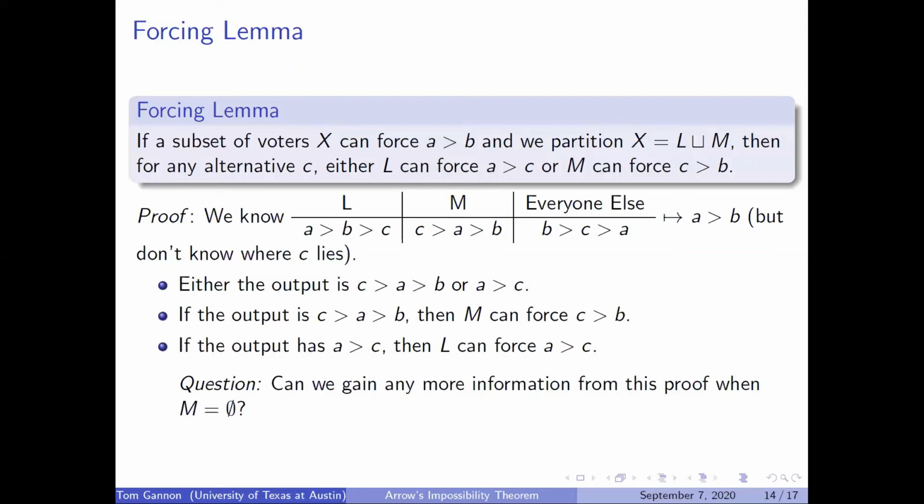No. Absolutely not, right? Because if M is the empty set, then everyone voted B over C. And therefore, B over C must win. So therefore L must be able to force A over C for any third alternative C. Similarly, what information can we gain when the set of voters I called L is empty?